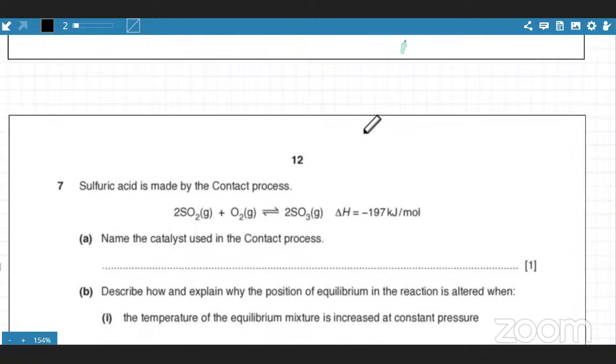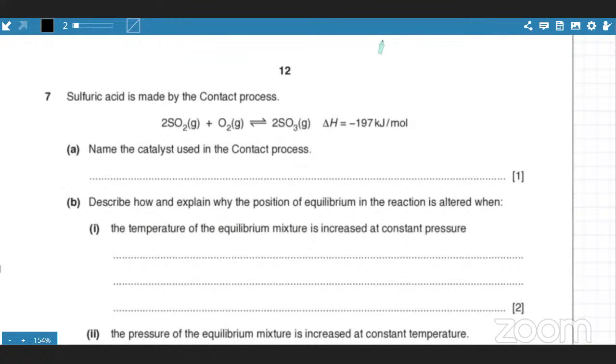The next question is about sulfuric acid, which is made by the contact process. Name the catalyst used in the contact process. So remember every detail about the contact process. It's vanadium pentoxide, or vanadium 5 oxide.